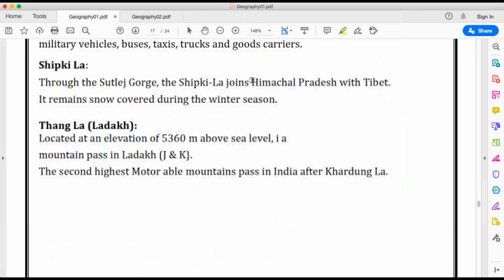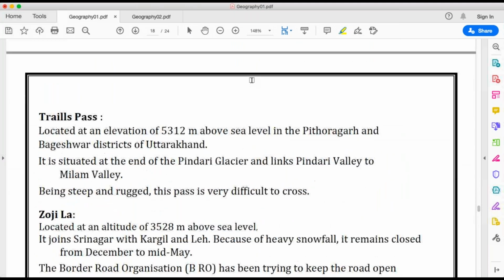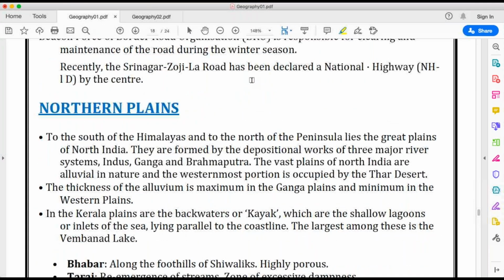Same with all the passes. I'm just skipping this part because it's all the passes. I have told you what to study about the passes.